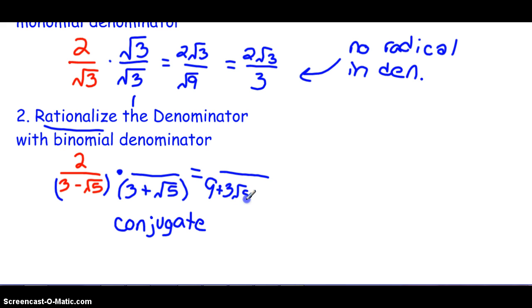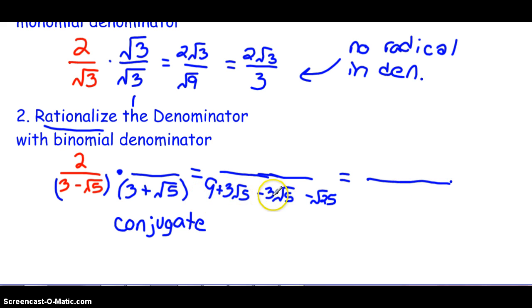And then my negative root 5 times 3 is negative 3 root 5. That's what I wanted to happen, because remember, those will cancel out. And then negative root 5 times positive root 5 winds up being negative root 25. Again, that's a perfect square because it came from 5 times 5. So when I simplify this again, there we go.